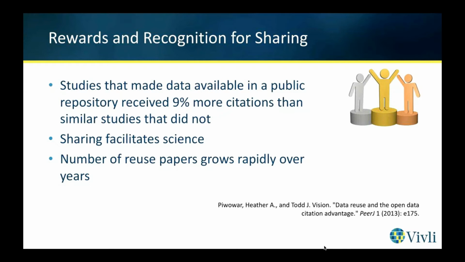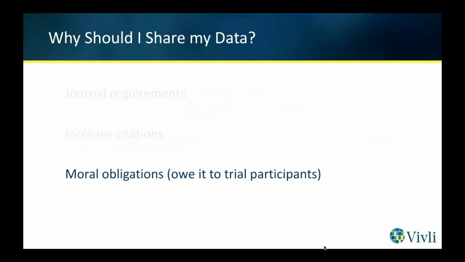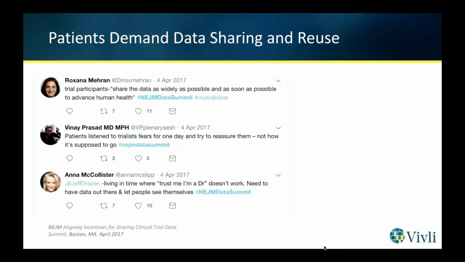And perhaps the most compelling reason to share, it's because we owe it to trial participants who have given of themselves for science. Here are some tweets from a summit for data sharing hosted by the New England Journal in 2017. We see comments like, share the data as widely as possible and as soon as possible to advance human health.